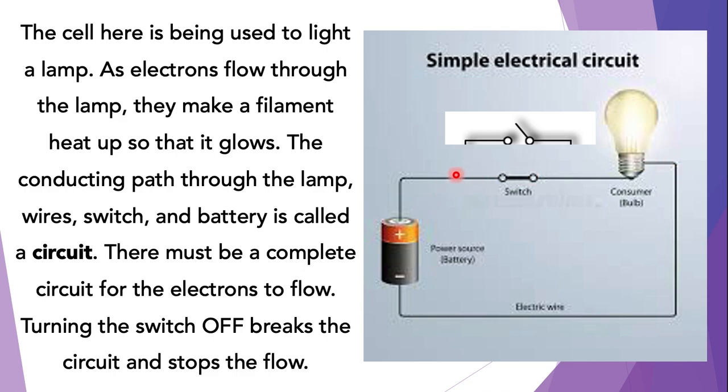The conducting path through the lamp, wires, switch, and battery is called a circuit. This is a complete circuit. There must be a complete circuit for the electrons to flow. Turning the switch off breaks the circuit like this, and the current stops flowing. When the switch is turned on, the wire gets connected to this part and the circuit is complete. So the electric current flows in a complete circuit, making the filament heat up so that it glows.